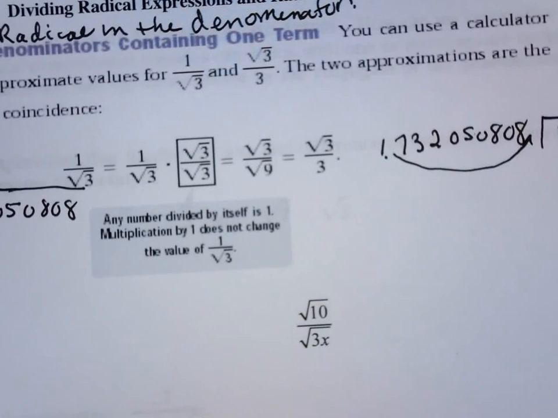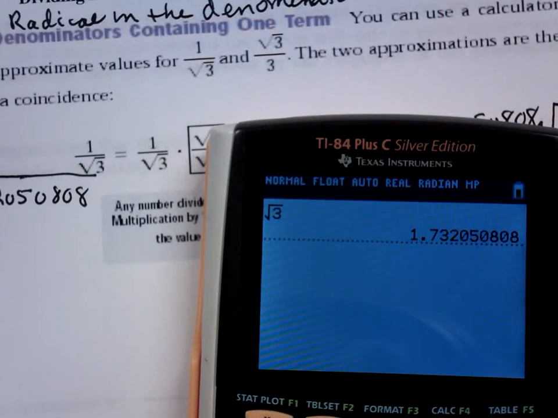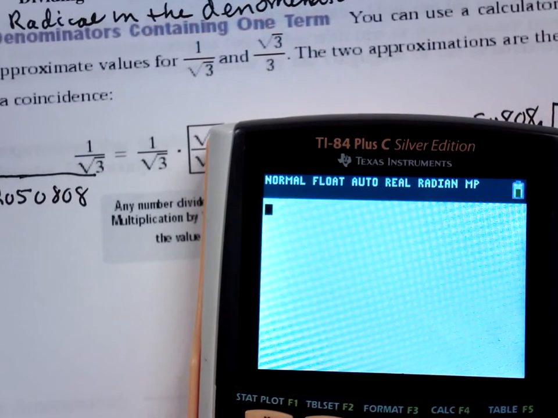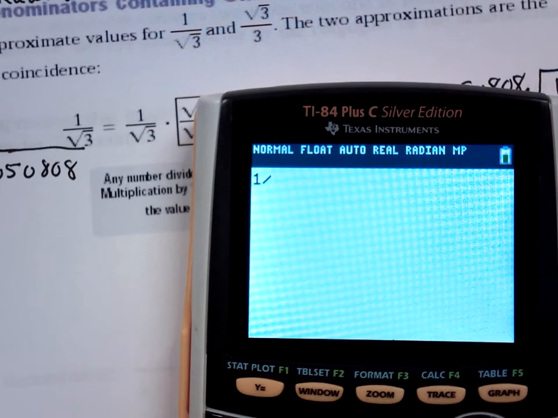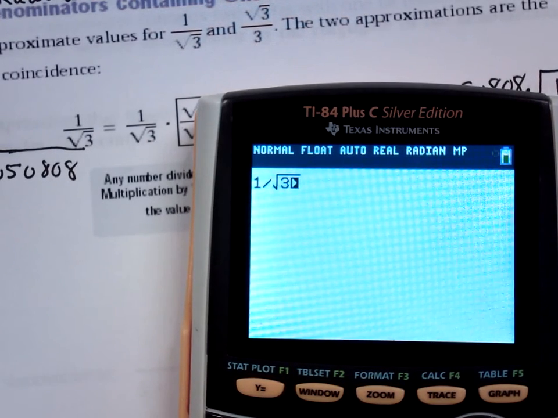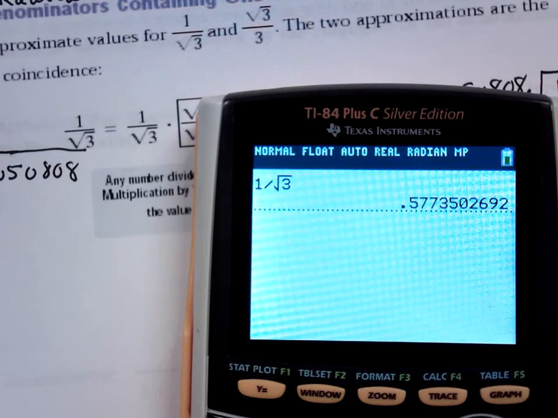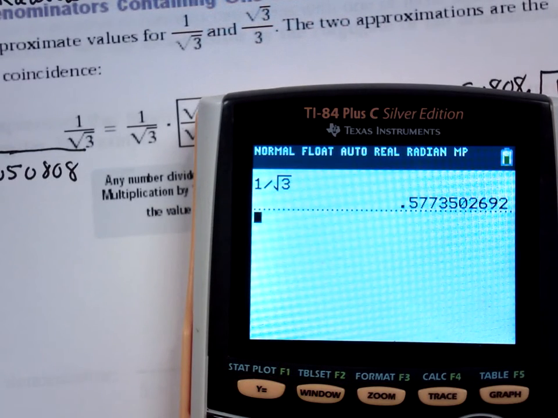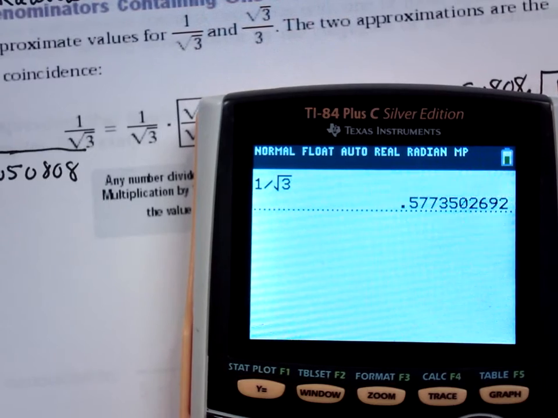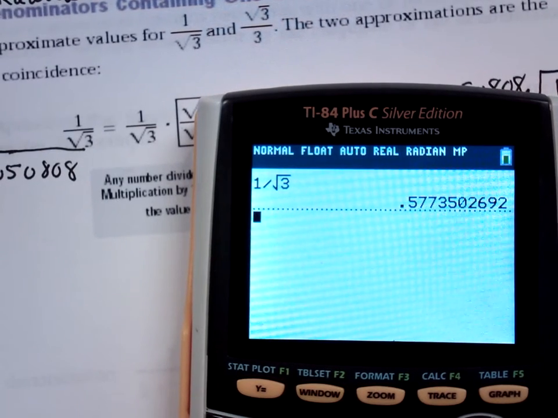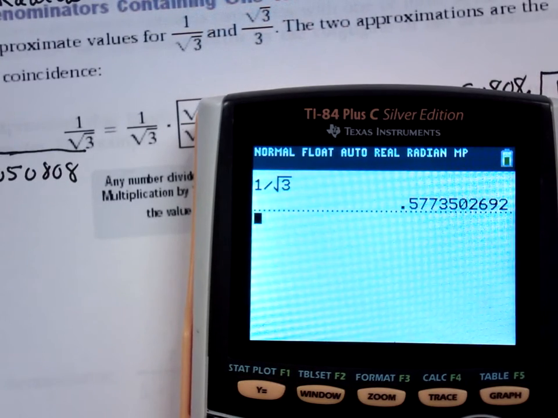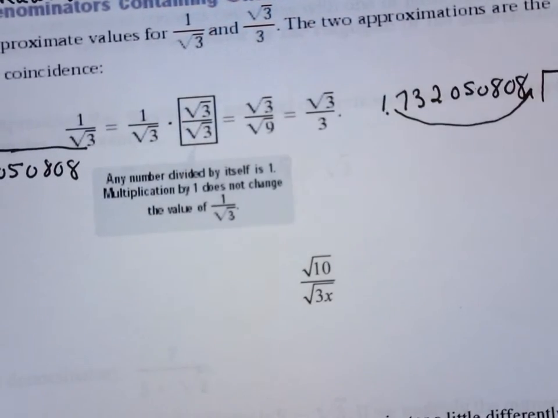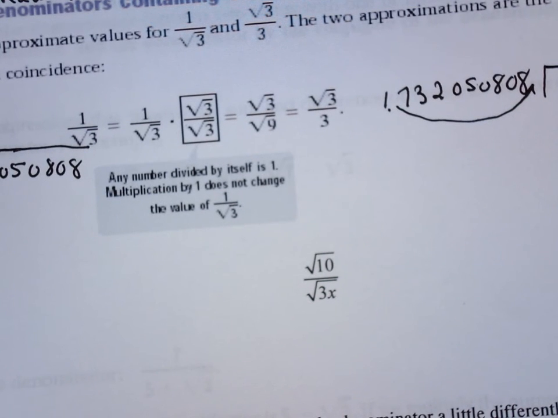I don't need to worry about doing it by hand anymore, because if I now say I want to take 1 and divide it by the square root of 3, there it is. Don't need to worry about it anymore. And it gives it to me to 9 decimal places worth of accuracy. How accurate do you need it to be, right? But BC, before calculators, you needed to get the radical out of the denominator.